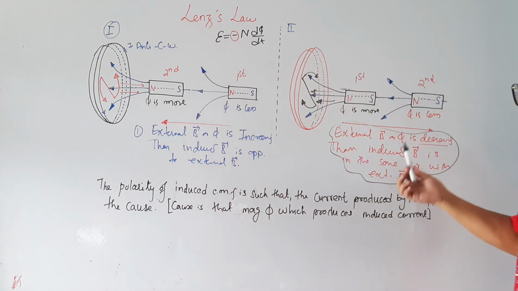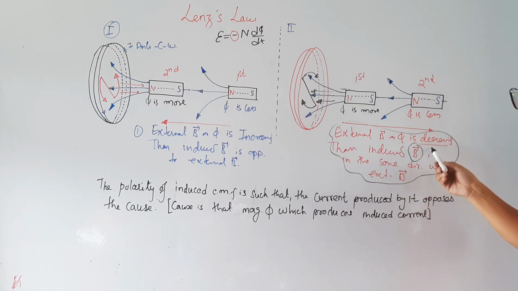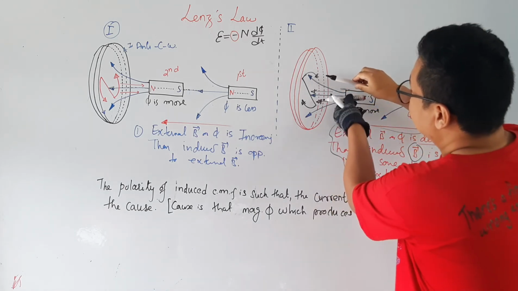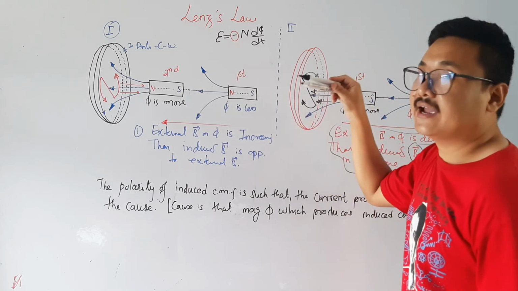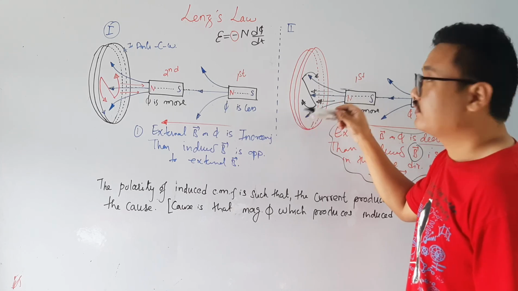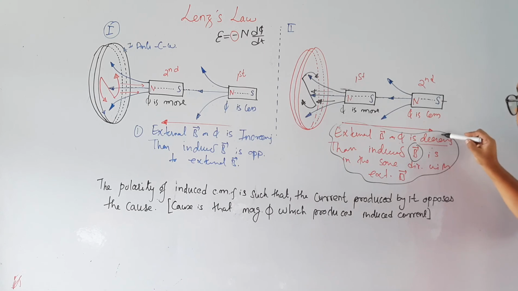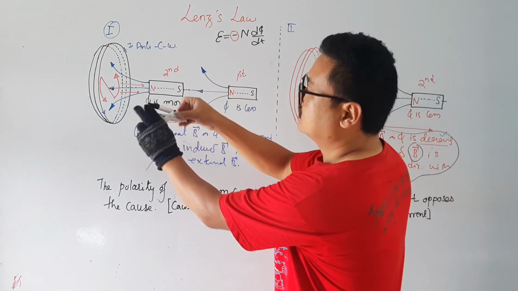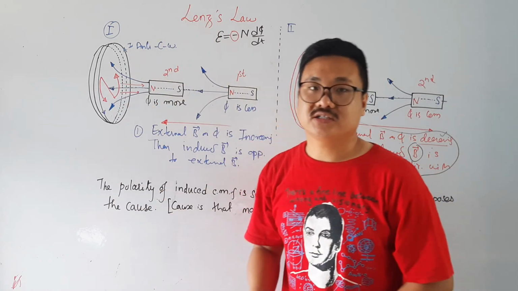So these two are very, very important concepts. If the magnetic flux is decreasing, then the induced magnetic field is in the same direction as the external magnetic field. Example, blue is this, black is this, so they are in the same direction. External and induced magnetic fields are in the same direction when the flux is decreasing. And when the flux is increasing, they are in opposite directions. The induced magnetic field should be opposite to the external magnetic field.